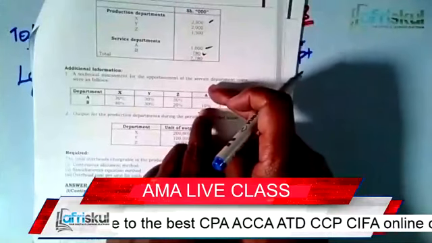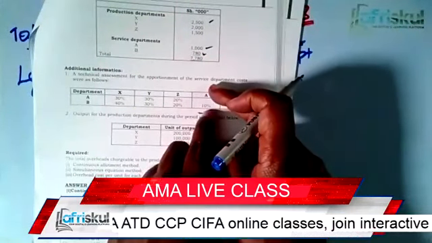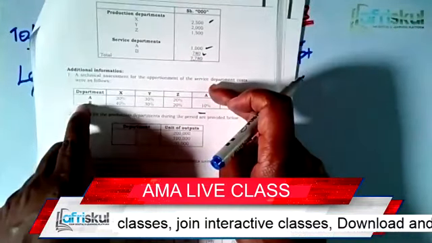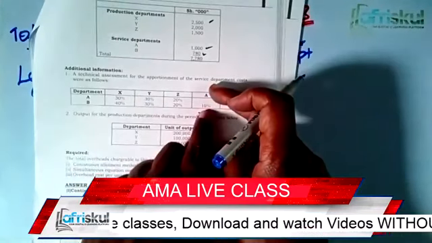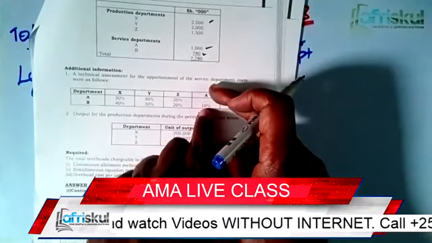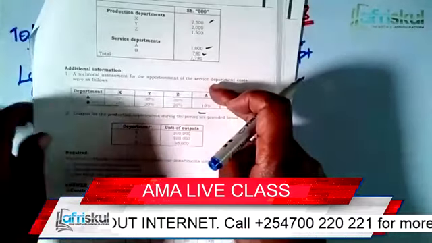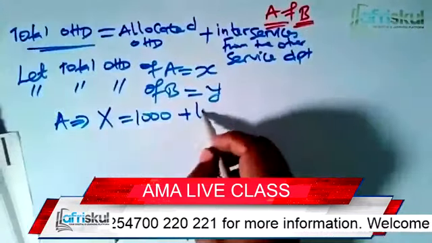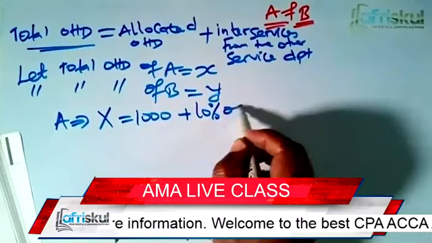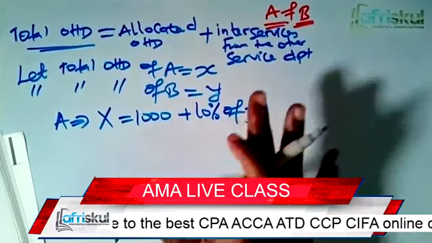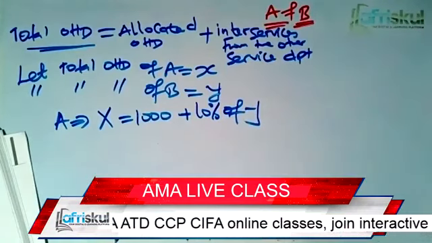So this other service department, you can see that A is getting a service of 10% from department B. So in this case, it can only be proper if A is to consume 10% of B's overhead, which is Y. So in this case, plus 10% of Y. Y is B. Remember, this is inter-service from the other department.